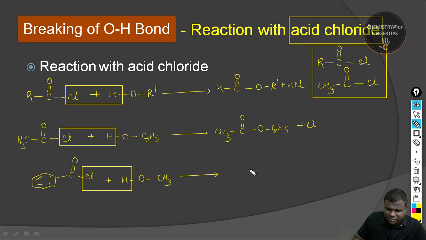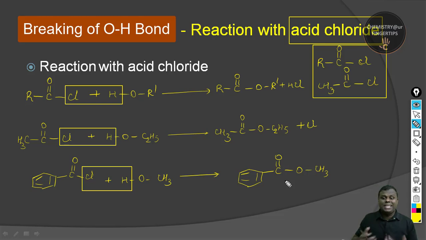Okay, let's do it. So you will be having the benzene ring over here, correct? And then this will be connected to C double bond O, and then here you will be having OCH3. So what is its name? Because this is a derivative of benzoic acid, you can write it as methyl benzoate, right? So this is basically the reaction with acid chloride.